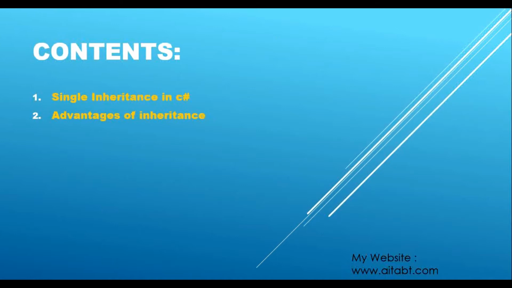These are the contents we will be discussing in today's tutorial: single inheritance in C Sharp and the advantages of inheritance. There can be two types of inheritance in C Sharp: single inheritance as well as multiple inheritance. We will see multiple inheritance in great detail in a later video, but today we will see what single inheritance is, and what the advantages as well as the disadvantages of using inheritance are.